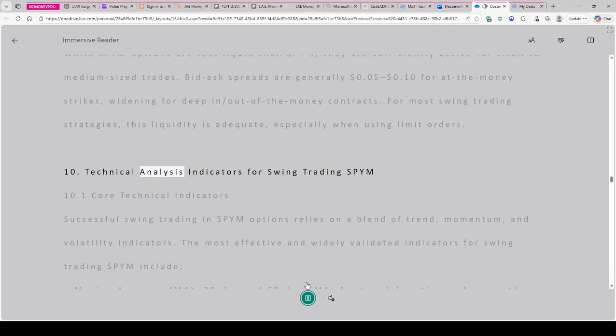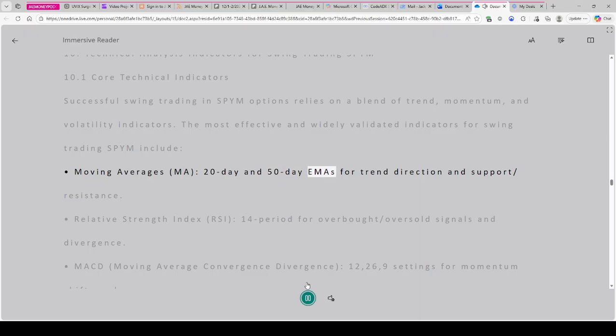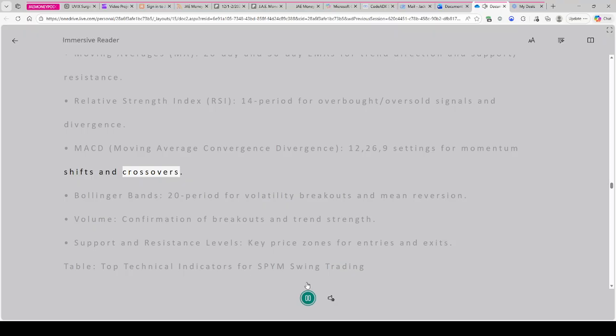10. Technical analysis indicators for swing trading SPYM. 10.1 Core technical indicators. Successful swing trading in SPYM options relies on a blend of trend, momentum, and volatility indicators. The most effective and widely validated indicators for swing trading SPYM include moving averages, MA: 20-day and 50-day EMAs for trend direction and support/resistance. Relative Strength Index, RSI: 14 period for overbought/oversold signals and divergence. MACD, Moving Average Convergence Divergence: 12, 26, 9 settings for momentum shifts and crossovers.